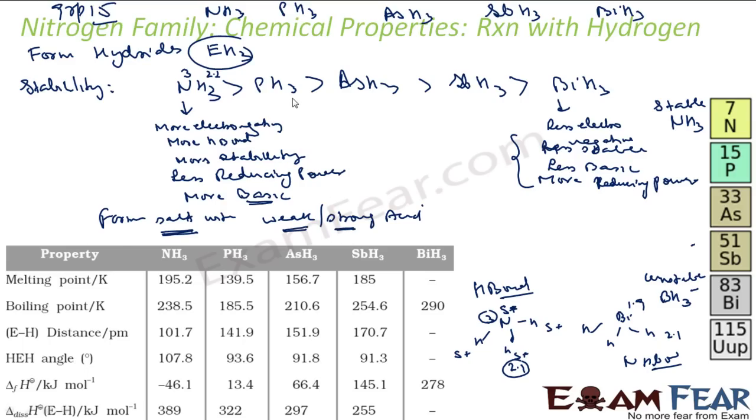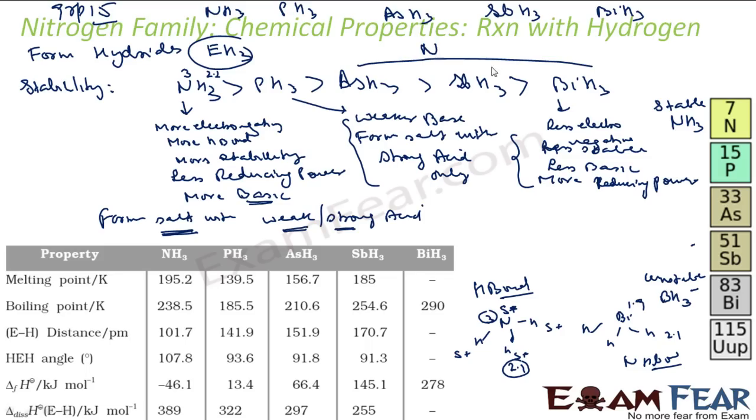PH3, if you see, phosphine, is a weaker base as compared to ammonia. So it will form salt with strong acid only. Correct? See, ammonia is a very strong base. It will form salt with weak and strong acid. My PH3, phosphine, is a weaker base as compared to ammonia, so it will form salt only with strong acid. Correct? If we talk about AsH3, SbH3, BiH3, they don't show any basic character. These guys, no basic character. I can say this is not basic.